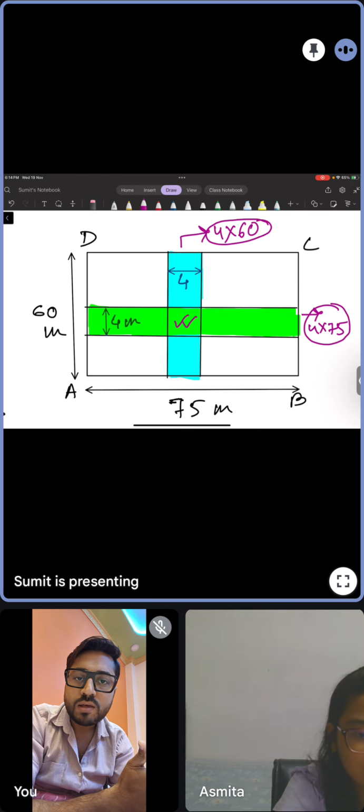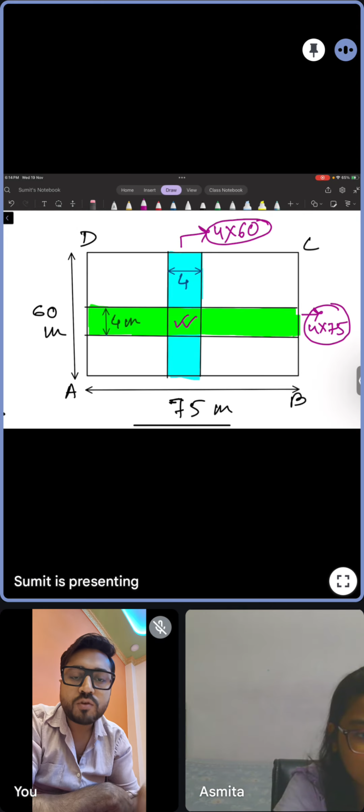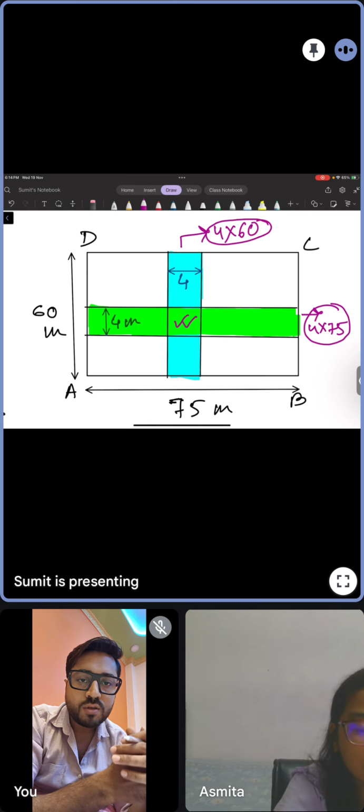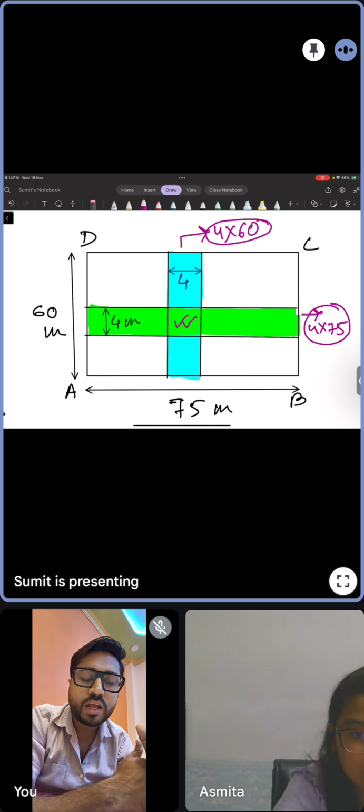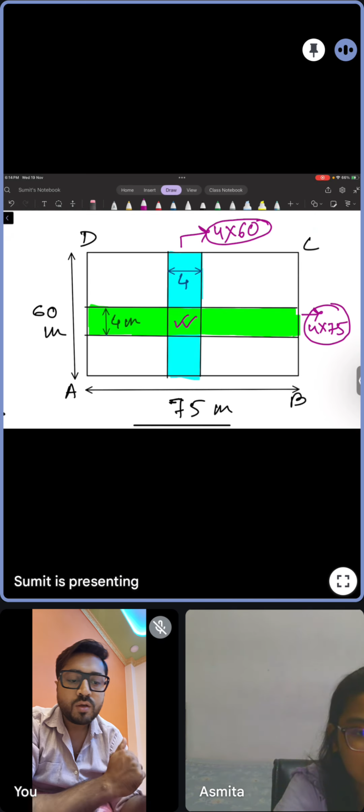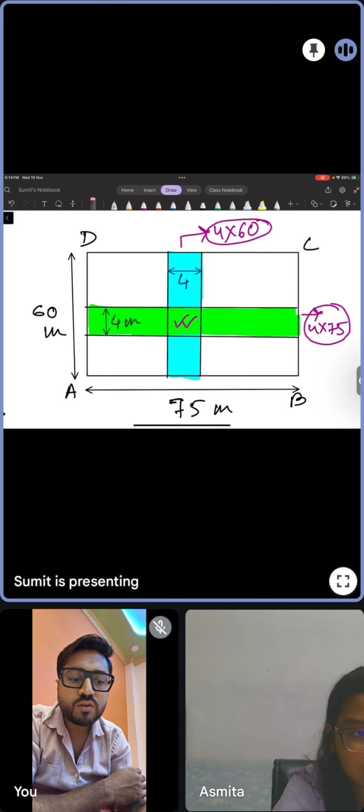So we will get both the areas of the roads, but when you add them, you can see that the middle portion will come 2 times. So that is why we have to subtract the area of the middle portion, that is called the area of the cross section of the two paths. You have to subtract it 1 time when you add the area of the two paths.